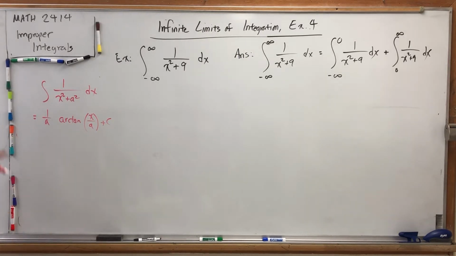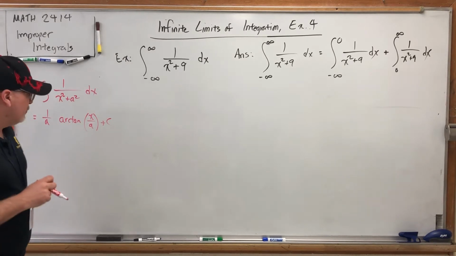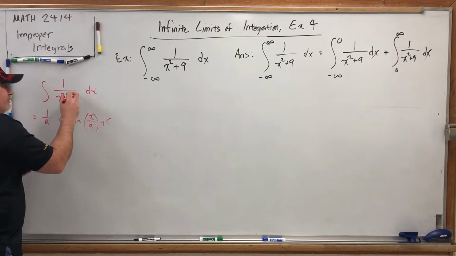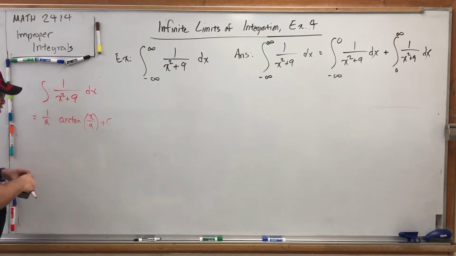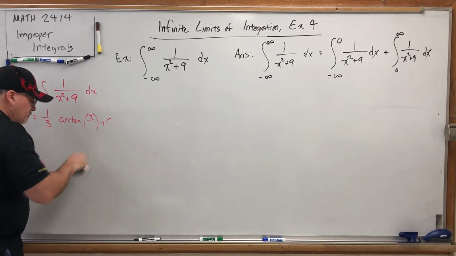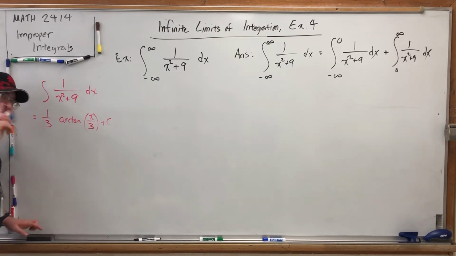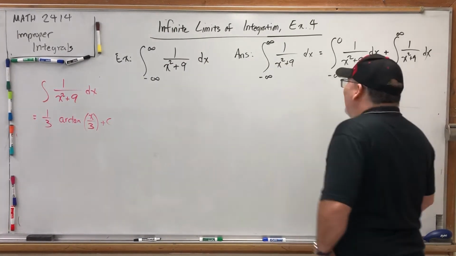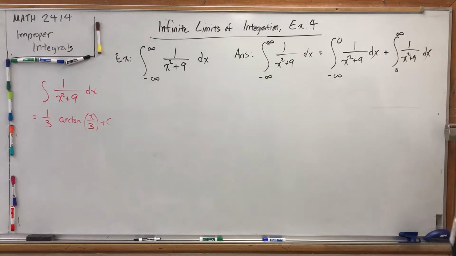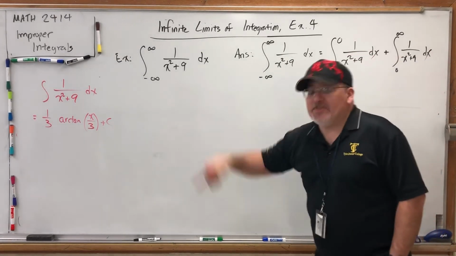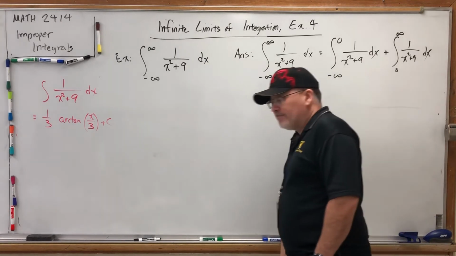So if we were to apply this rule to both of those as indefinite integrals, then because we have a 9 here, and because 9 is 3 squared, we have a 1/3 arctangent of x over 3 plus c as an indefinite integral. But as a definite integral, we won't use the plus c. And yeah, if you have limits of integration, don't write the plus c. I will count off for that each time.